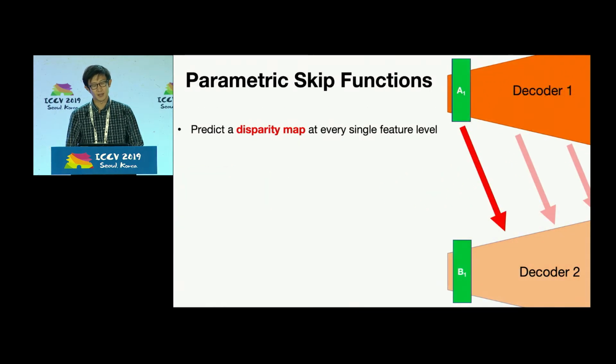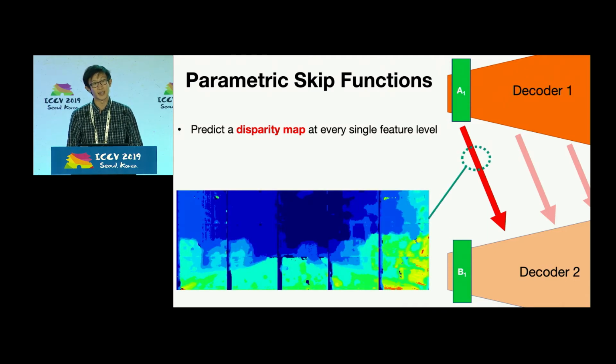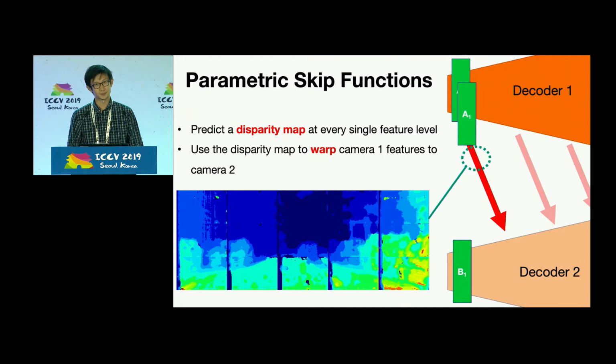These parametric skip functions are at every single level of the encoder and decoder. And they predict a disparity map at a given resolution to capture the feature correspondences between the cameras. Then using this disparity map, we warp the feature from the first encoder and decoder to the camera of the second before feeding it into encoder and decoder 2.